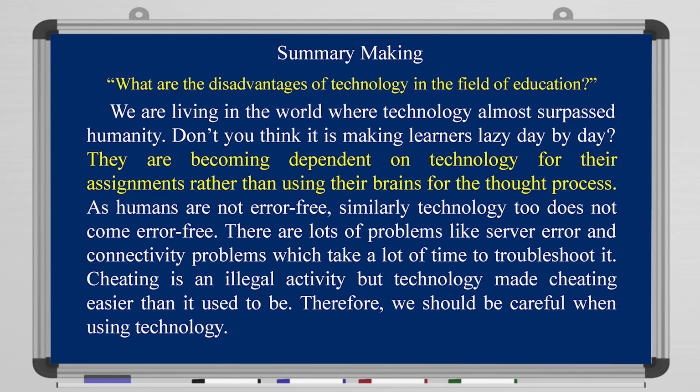I want you to choose 4 disadvantages of technology and blend them together. So, the first answer is this: they are becoming dependent on technology for their assignments instead of using their brains. The other one is that technology is not error-free. It has problems. Number 4, there are problems like server problems and connection problems. And finally, technology has made cheating a little bit easier, okay?